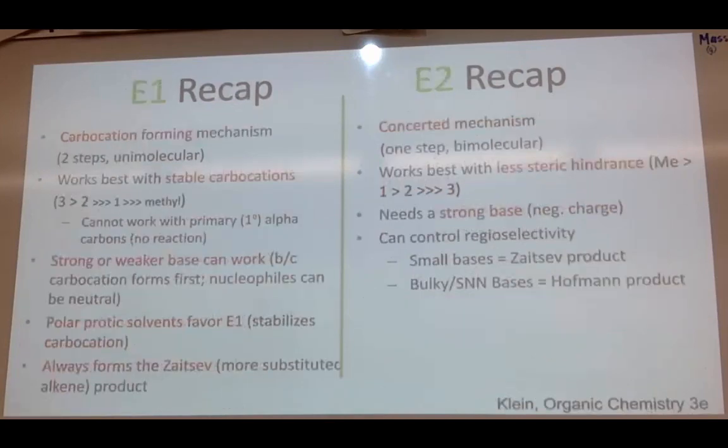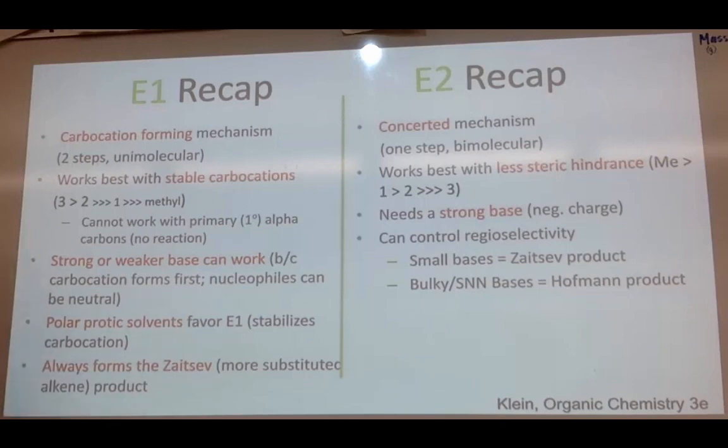Then we look at E1 and E2. So this is a little bit more recent. So E1 and E2, right? E1, we form a carbocation. And so, therefore, we have to pay attention to the carbocation formation. Whenever you form a carbocation, so E1 or SN1, we have to pay attention to hydride and methyl shifts. Any strength of base, so now for elimination, we're focusing on the base. Any strength of base can work because the carbocation forms first. Protic solvents favor E1, and E1 reactions will always form the Zaitsev product, so the most substituted alkene.